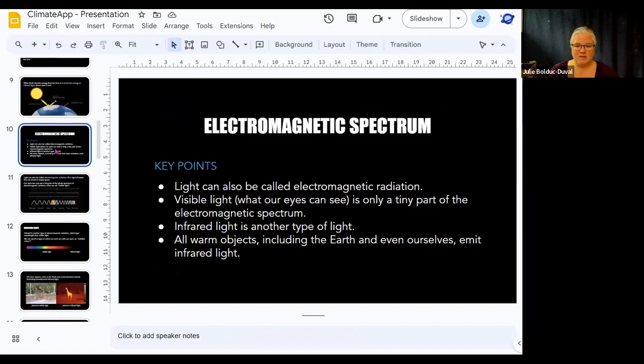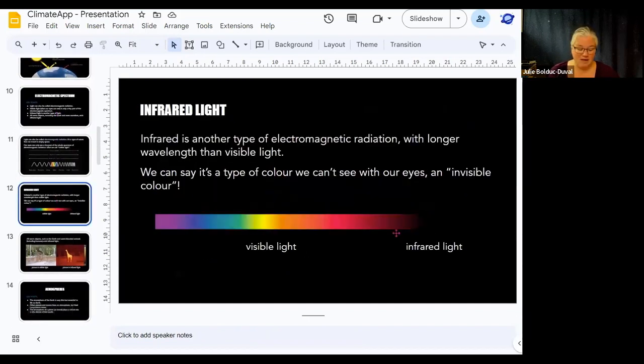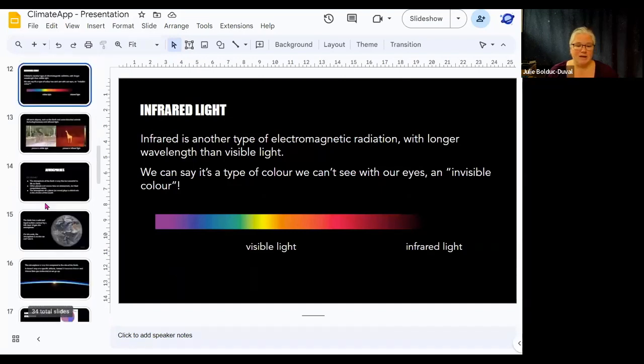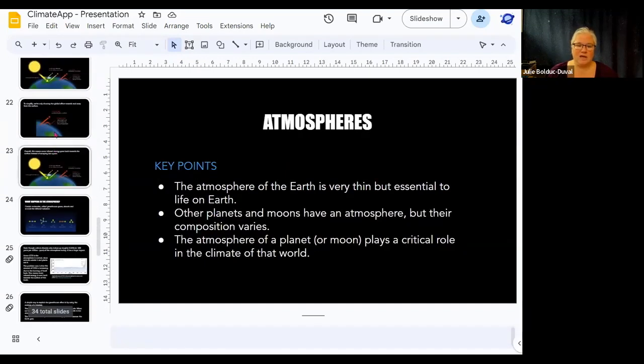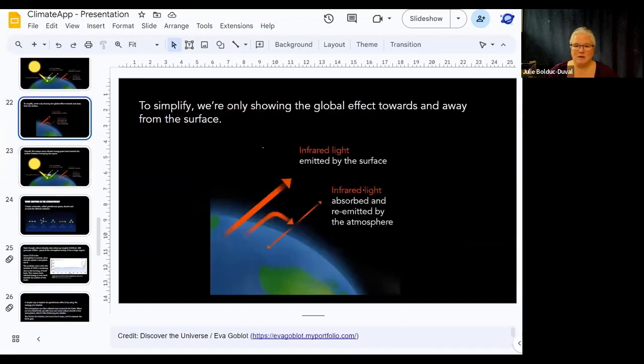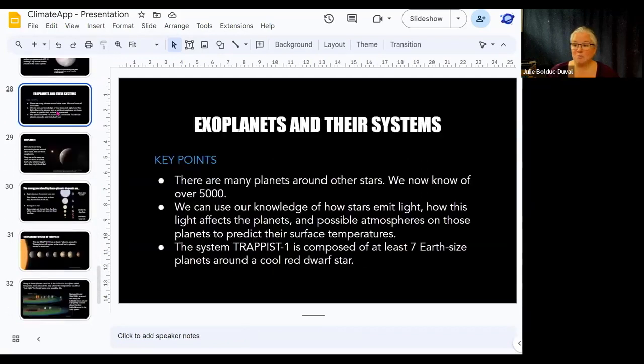Then we talk about the electromagnetic spectrum, mostly to bring up the concept of infrared light, and atmospheres in general and on Earth, and what happens in the atmosphere. Again, here the global effect towards and away from the surface. And in the end, we also talk about exoplanets, because there's an activity about exoplanets. And so we talk a bit about the TRAPPIST-1 system more specifically.